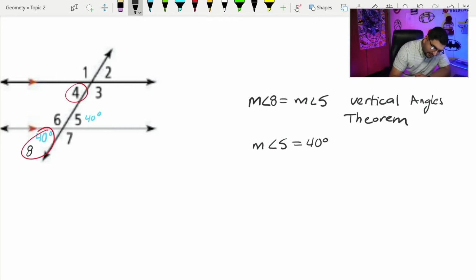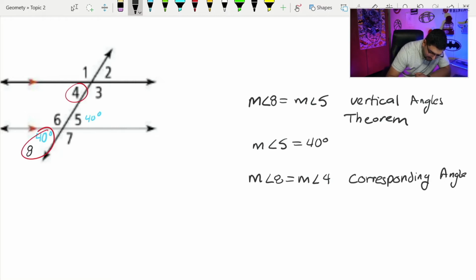So I also know that the measurement of angle 8 is equal to the measurement of angle 4, and this is by the corresponding angles theorem. So I know this would tell me that the measurement of angle 4 is also equal to 40 degrees.